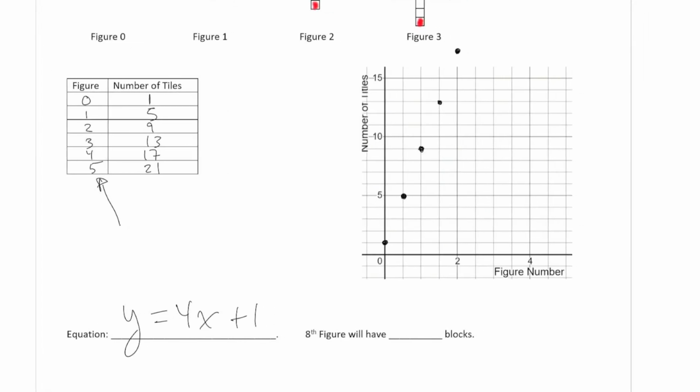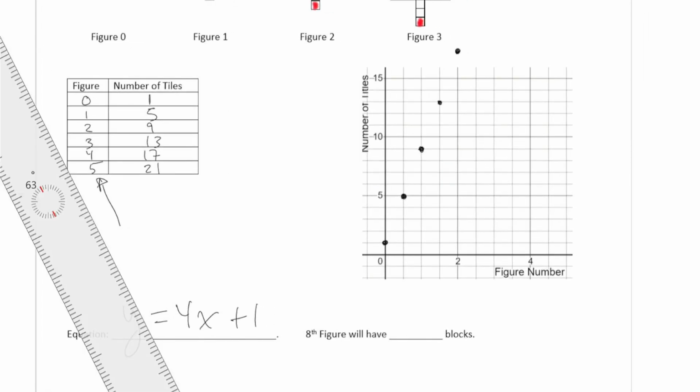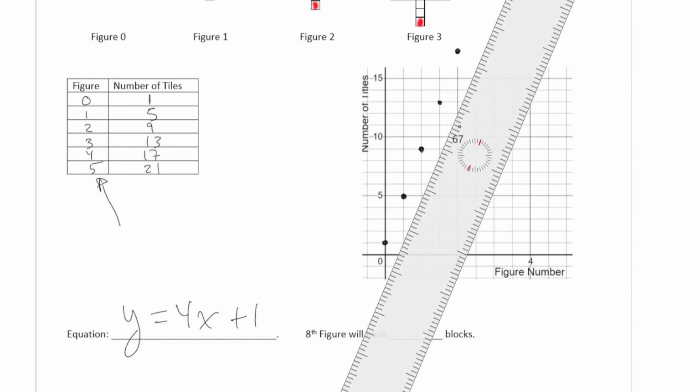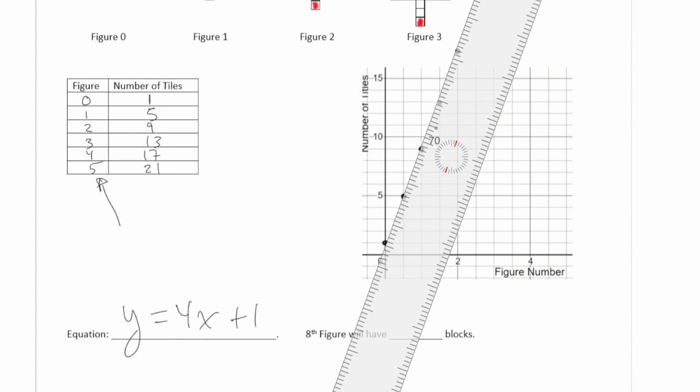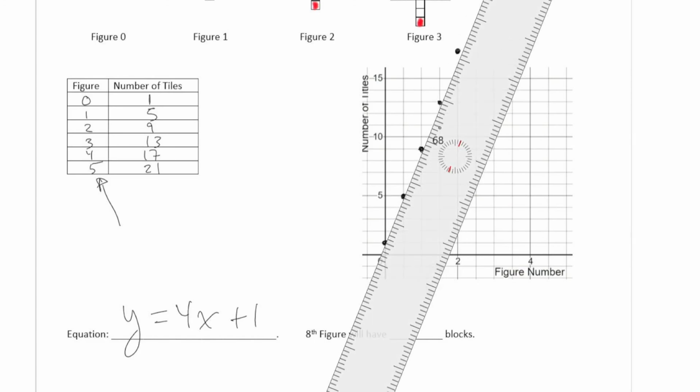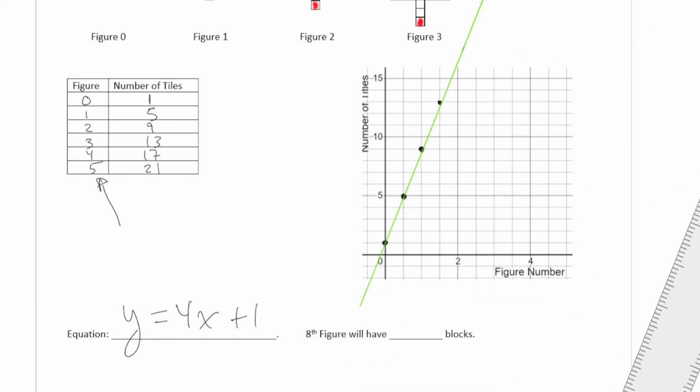If I wanted to, for clarity, I could go ahead and extend this pattern by just drawing the line that goes through them. But I actually might not do that because we're talking here about figure numbers and numbers of tiles, and those are typically whole number things. They're not necessarily parts, right? I can't say figure 1.2, figure 2.68, right? It's figure 0, figure 1, figure 2, figure 3, etc. So that would be the figure.